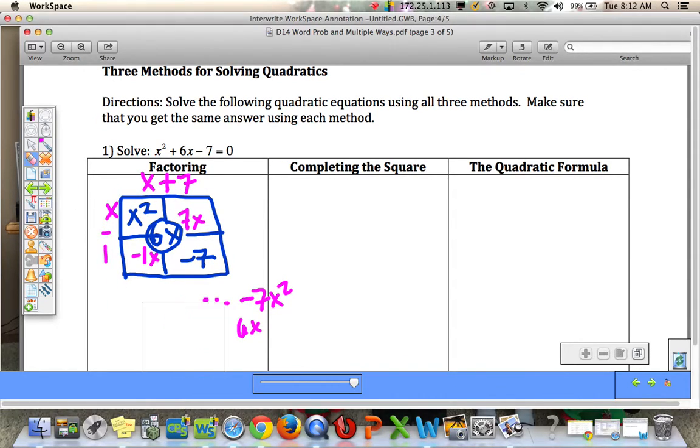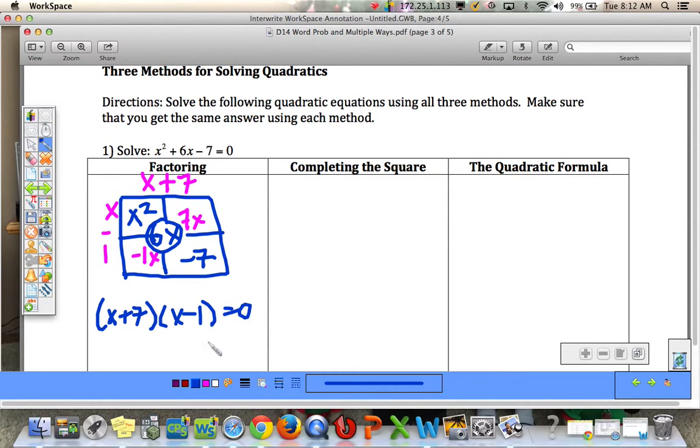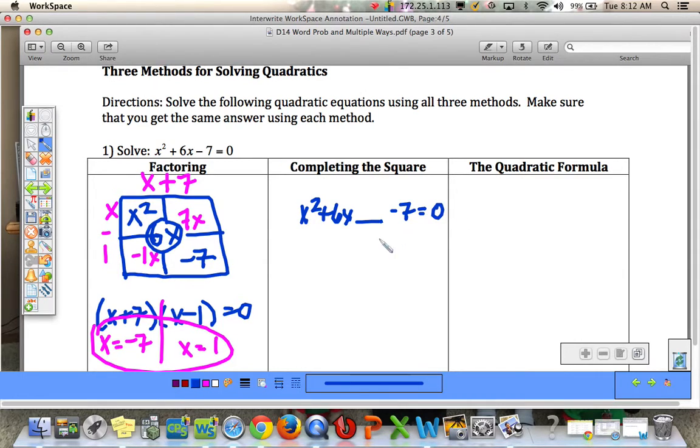And if we solve, we set this equal to 0 to find the roots of the function, or the zeros. So x plus 7 times x minus 1 equals 0. Use zero product property. X equals negative 7 would make this 0. X equals 1 would make this one 0. So here are the two answers that you're going to get using any of the methods. All right, completing the square. You have the x squared plus 6x. Leave a space. Minus 7 equals 0.